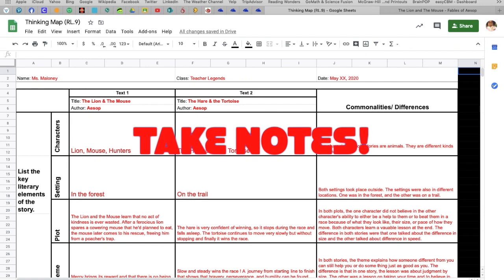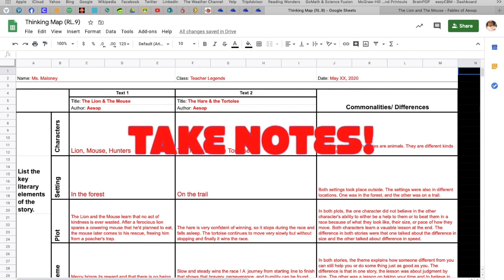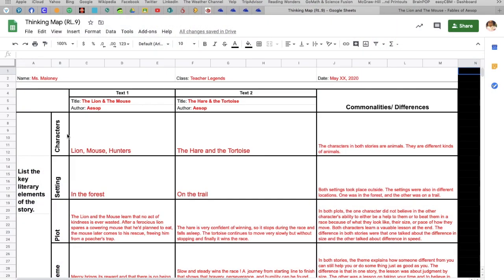Okay, so now that we have read the two stories of the lion and the mouse and the hare and the tortoise, we will now fill out our graphic organizer, our thinking map RL.9. So here is a Google Sheet of the graphic organizer. At the top I have my name, the class, the date. I will put in the title, The Lion and the Mouse, and in text number 2, The Hare and the Tortoise. Both are by the same author.